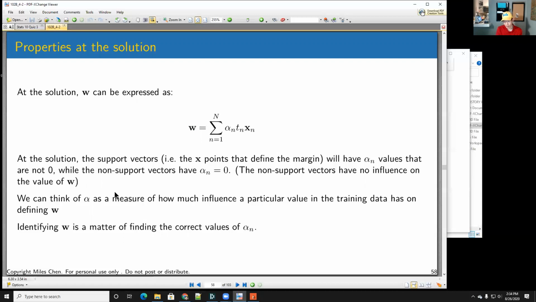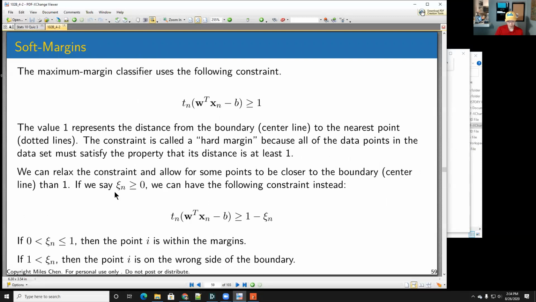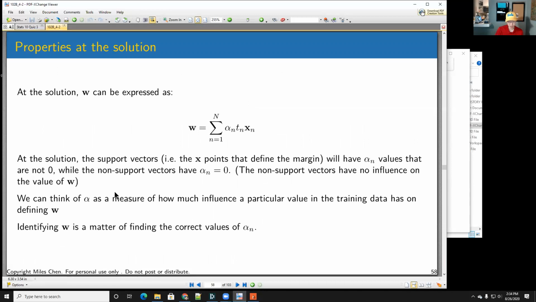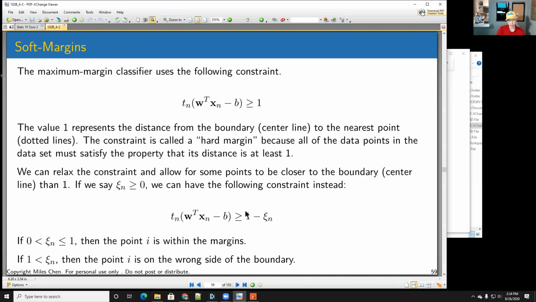Okay, so why have I bothered belaboring all of this time on this? And I'm gonna run out of time, unfortunately. Okay, once we get things into the solution, into this form, we can start talking about other aspects like soft margins and nonlinear boundaries using the kernel method.